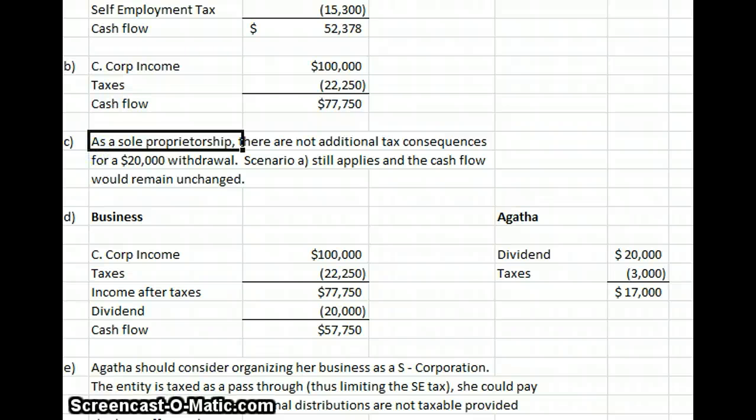If we look at C, now suppose Agatha wishes to withdraw $20,000 per year from the business and will reinvest any remaining after-tax earnings. What are the tax consequences to Agatha and the business of such a withdrawal, with the business operated as a sole proprietorship? How much after-tax cash flow will remain for reinvestment? How much after-tax cash flow will Agatha have from the withdrawal? Well, as a sole proprietorship, there are no additional tax consequences for the $20,000 cash withdrawal. My after-tax cash flow, though, is going to be reduced by the $20,000, so I'm going to have $32,378 that will be available to invest into the business.